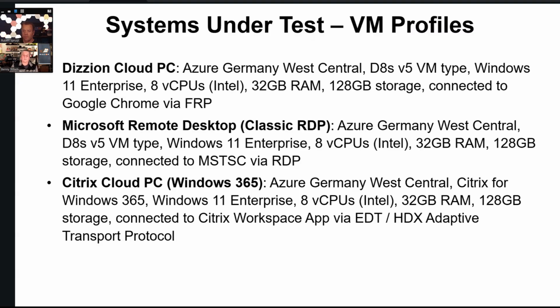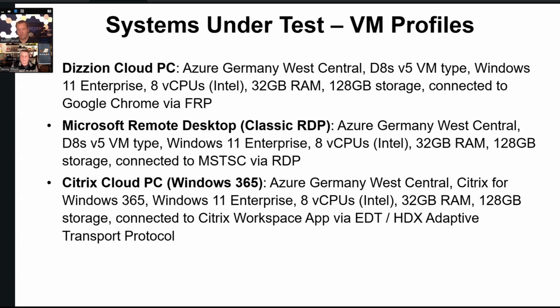And like I said, the second VM type that I was using in this test was Citrix Cloud PC on Windows 365. It is located in exactly the same data center. It is the same VM size, but it is a Windows 365 machine with Citrix for Windows 365 installed.